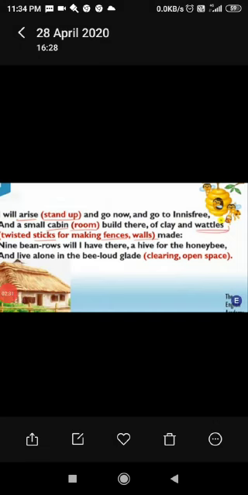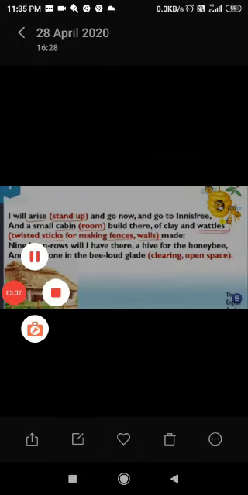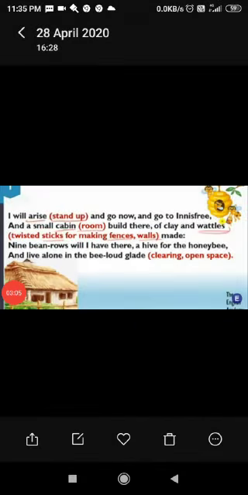Now I'm going to explain the meaning of the first stanza. The stanza says, I will arise and go now, and go to Innisfree. Here I refers to the poet, W.B. Yeats. He says that he wants to stand up and go to Innisfree. So in line number one, he says that he wants to go to Innisfree.